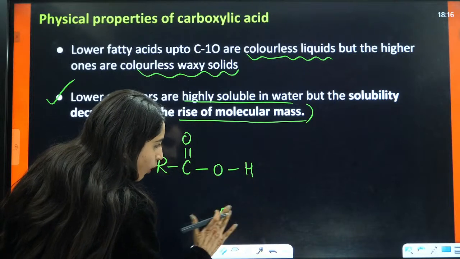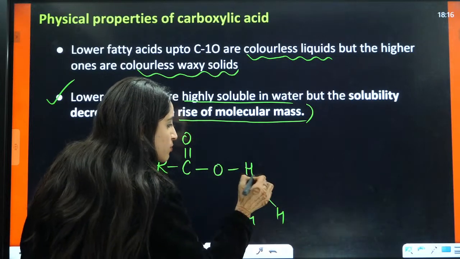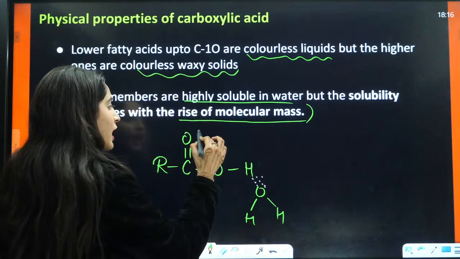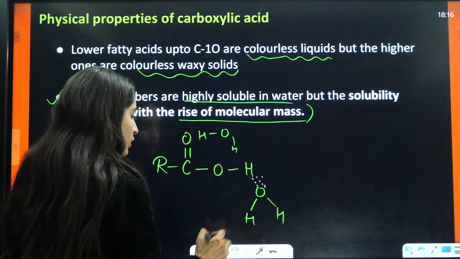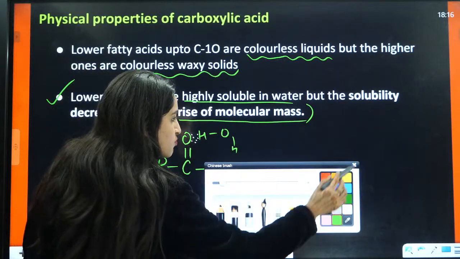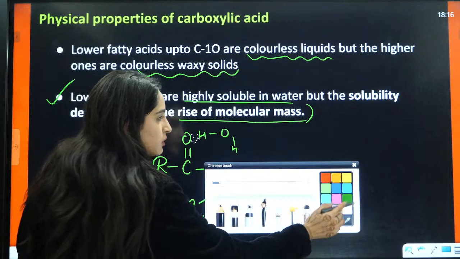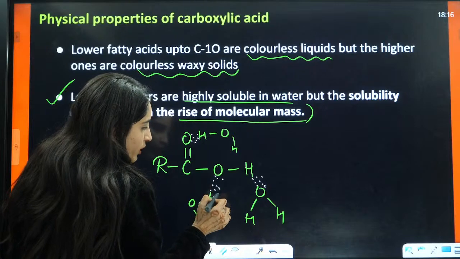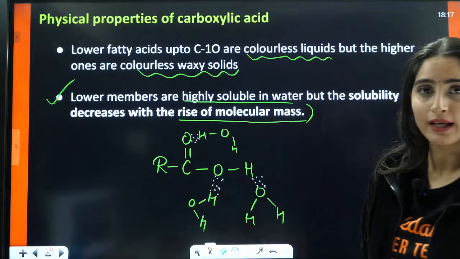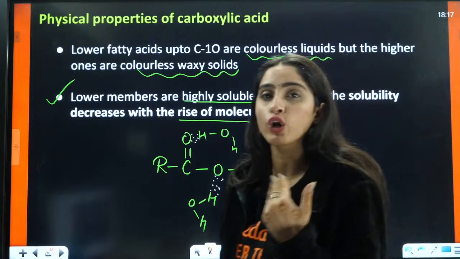If you talk about water, this water molecule will have hydrogen bonding with this hydrogen, right? One more water molecule will have hydrogen bonding with this water molecule, right? Then you can also have hydrogen bonding with this water molecule. This is O, this is H. This water molecule can also have hydrogen bonding here. So there are so many cases of hydrogen bonding between the carboxylic acid and water. That is why they are highly soluble in water.